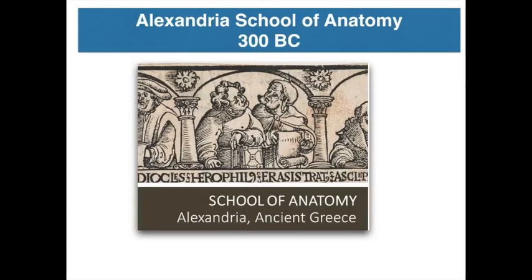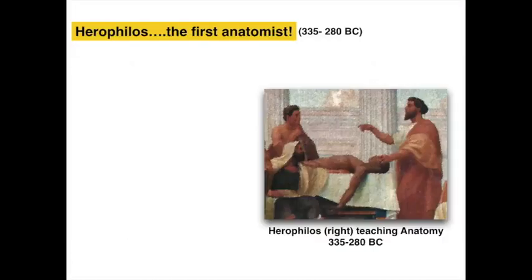One of the things which he built was the Alexandria School of Anatomy. And it was the first place which taught anatomy to students and whoever wanted to learn anatomy. This was built in 300 BC. One of the most important teachers in it was Herophilus of Alexandria.